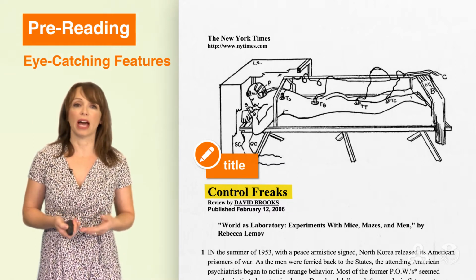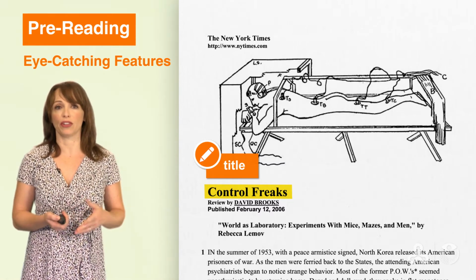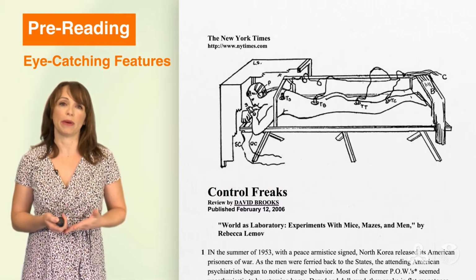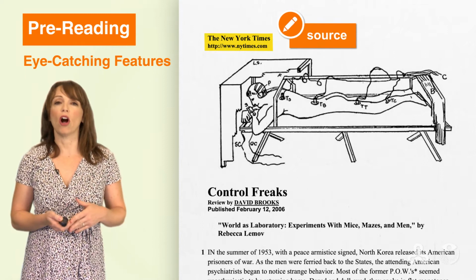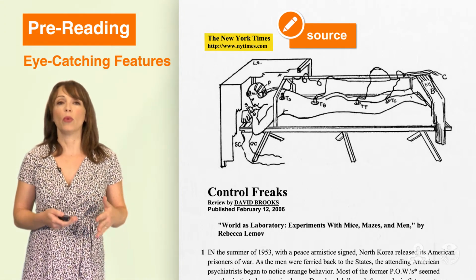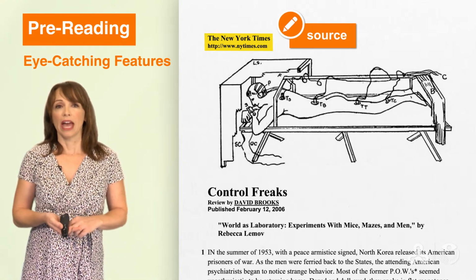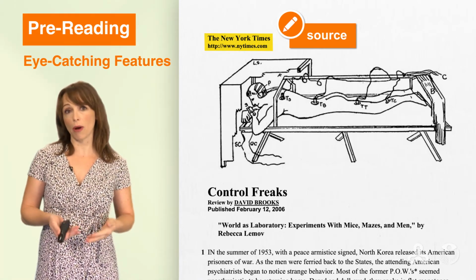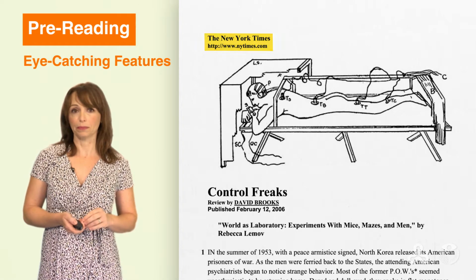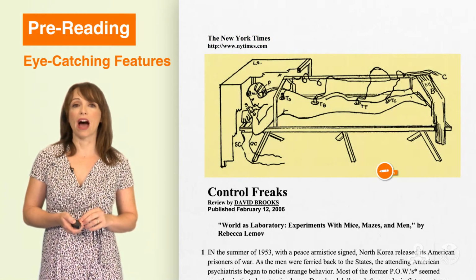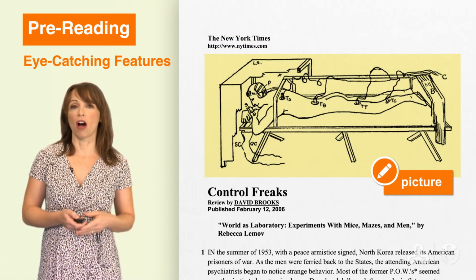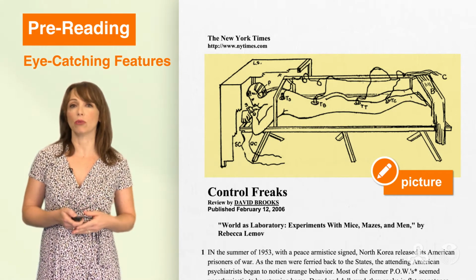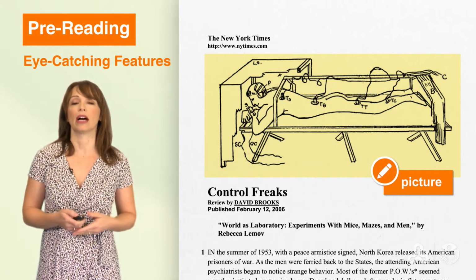Now let's see what other kinds of eye-catching features we have here on the first page. If you look at the top of the page, we have here what we call the source, a makor. Okay, where this text comes from. And our text comes from the New York Times, so it's a very popular newspaper. Now, we also have a huge picture on the text. You should notice that, and we'll talk about it a little bit more later on.